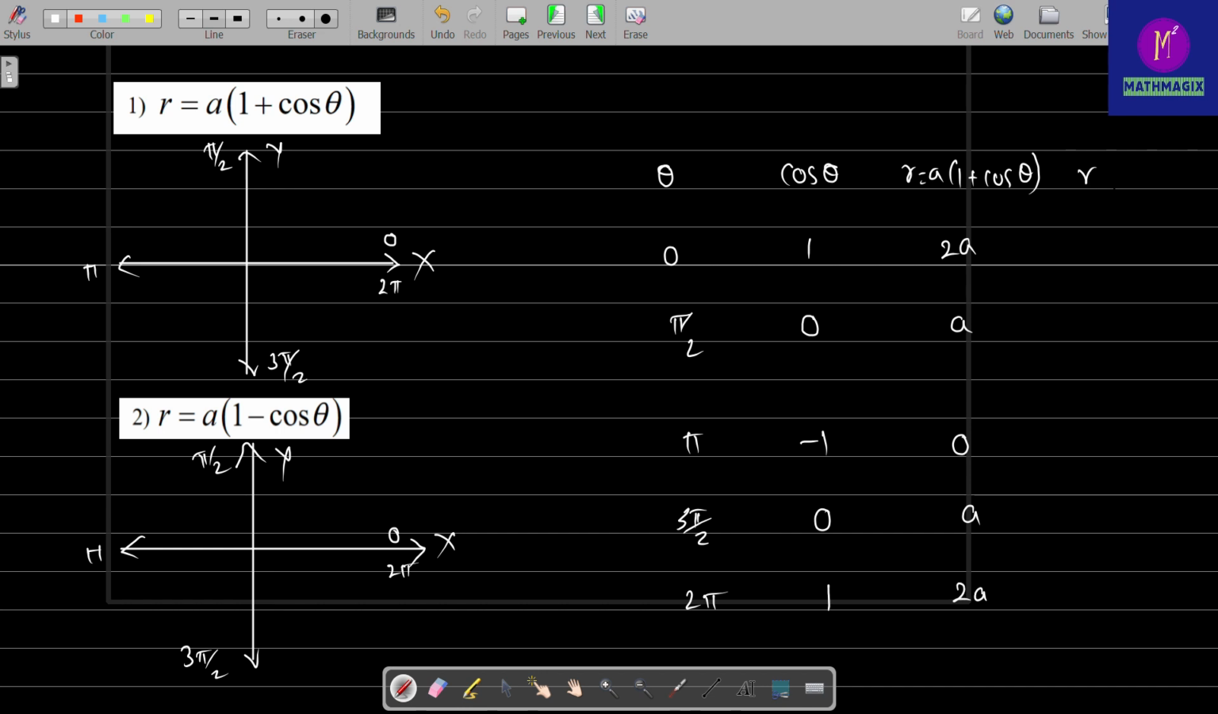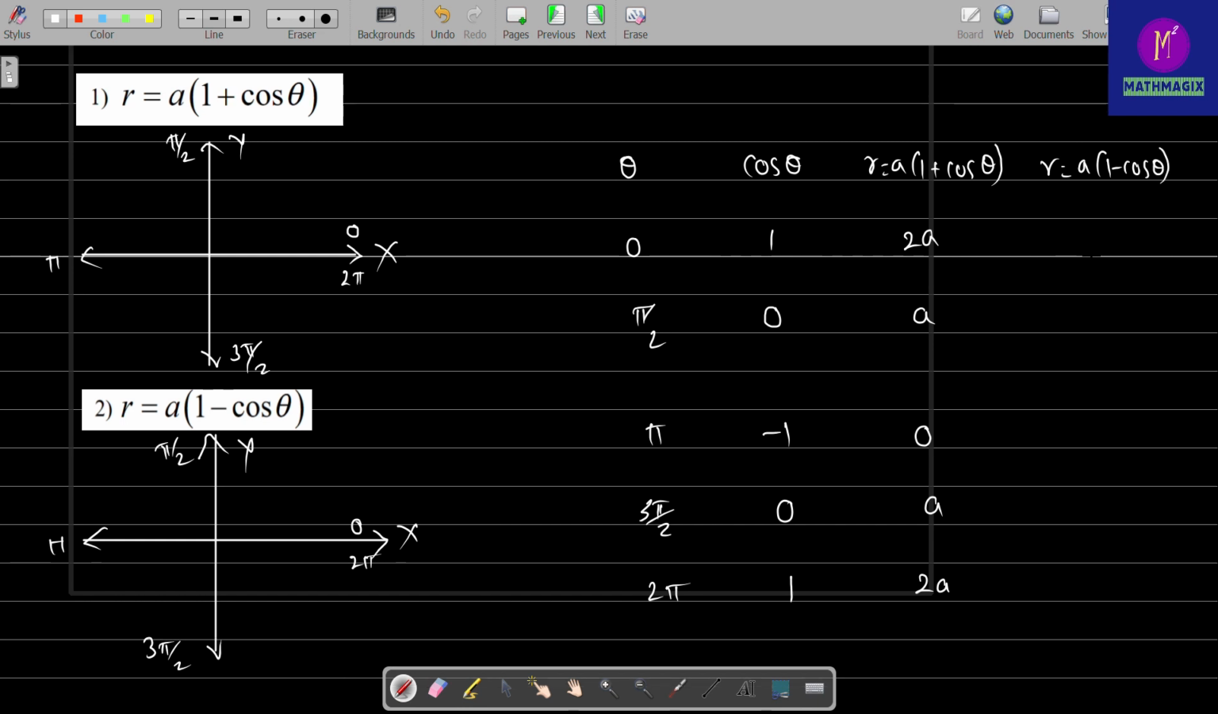Let's see what is the value of r equals a into 1 minus cos theta as well. So whenever cos theta is 1, 1 minus 1 is 0. In that case, r is 0. Whenever cos theta is 0, r is a. Whenever cos theta is minus 1, 1 minus of minus 1 is 2, so this will be 2a. Whenever cos theta is 0, again we will get r as a. For cos theta 1, we will get r as 0.